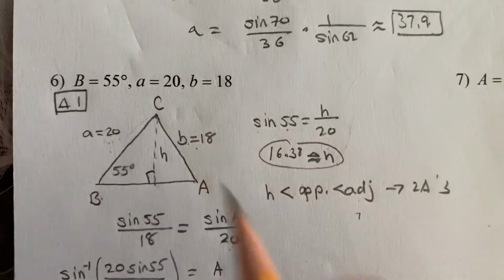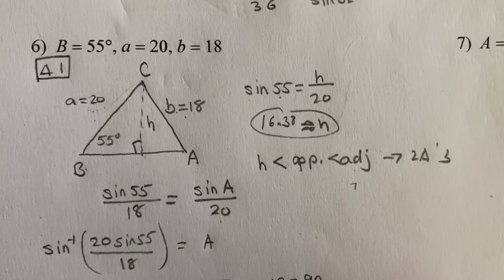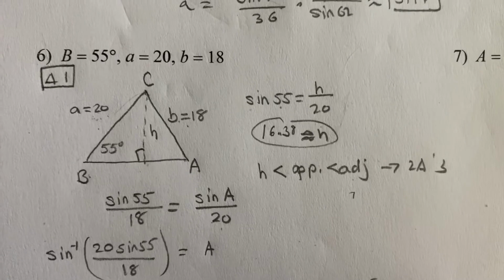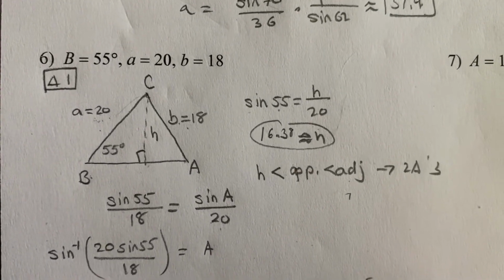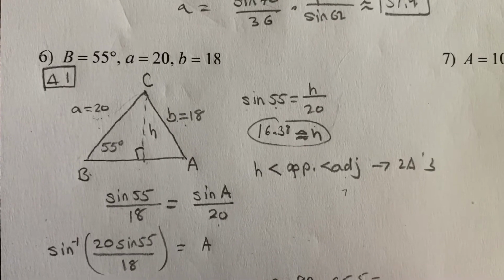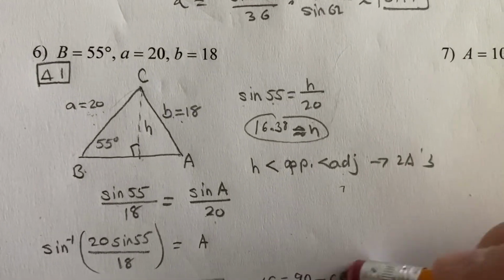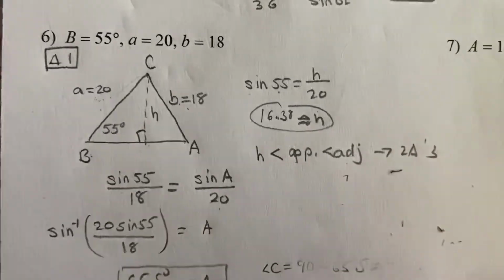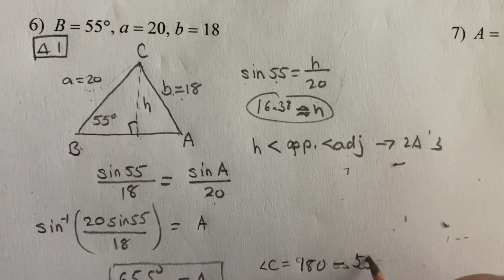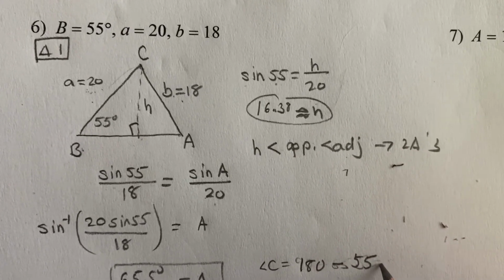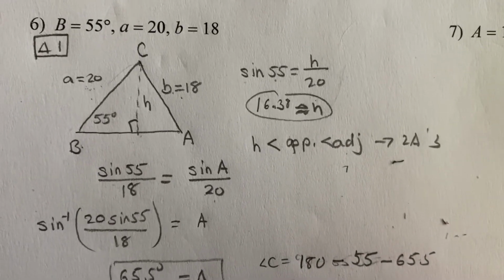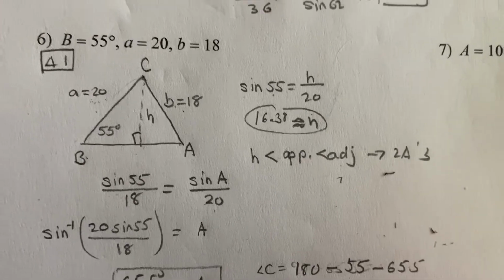To compute what angle C is, angle C is 90 minus 65.5. Sorry, it's not 90 minus 65.5. Angle C is 180 minus 55 and minus 65.5, which will give you 59.5.